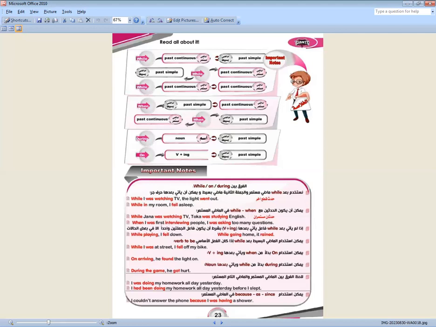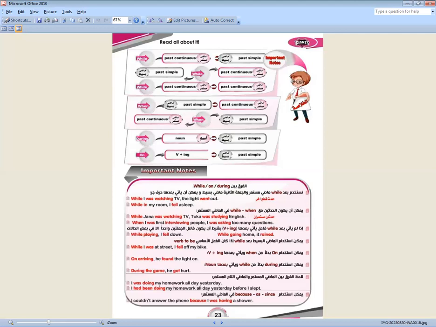But the next one, I had been doing my homework all day yesterday before I slept. So we have here two actions. One of them happened first, then the other happened after it. But the first action takes time. I had been doing my homework. We can use since and as and because with the past continuous, like this example. I couldn't answer the phone because I was having a shower. So here we can use because.